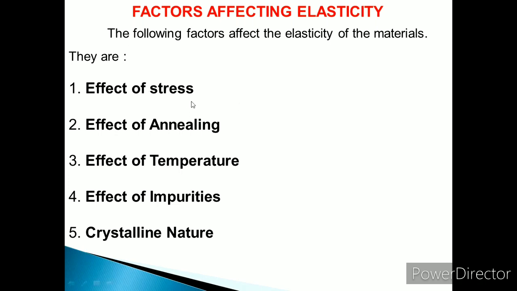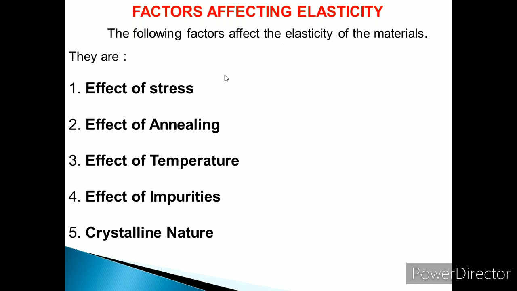First one, effect of stress. When a material is subjected to a large number of cycles of stress, it loses its elastic property. For example, take a rubber band and continuously apply a compressive or elongation force. After several cycles, the rubber band is cut into 2 or more pieces. So with a continuous cycle of stresses, the elastic material loses its elastic property.